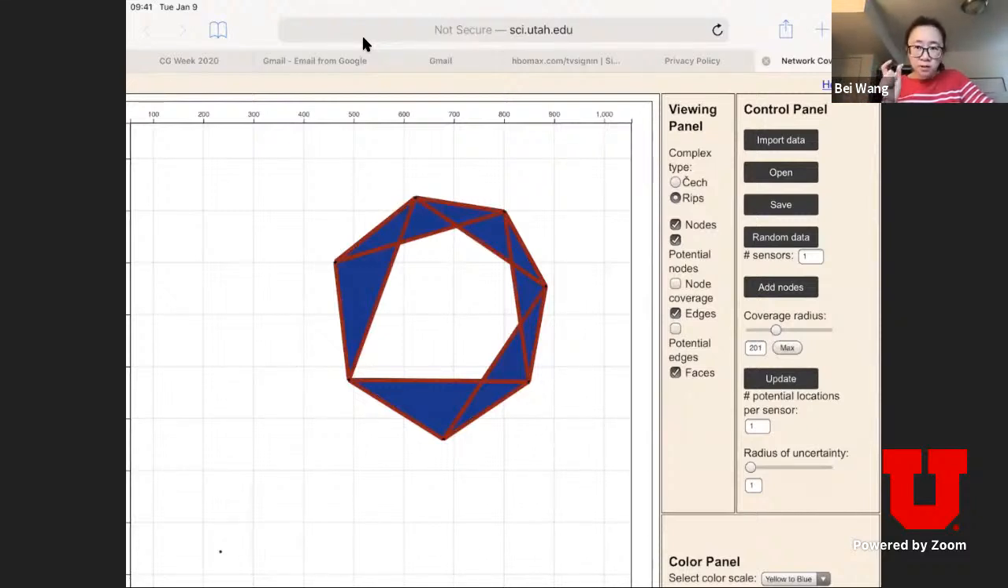When I do this, theoretically, it means that in between, there is a Čech complex at a radius in between which has exactly the same homology as the Rips complex. So in practice, when you compute with a carefully selected range of radii of the Rips complex, that can be used to approximate the homology of the corresponding Čech complex at a radius in between. So that is the key point of why you want to use Rips.